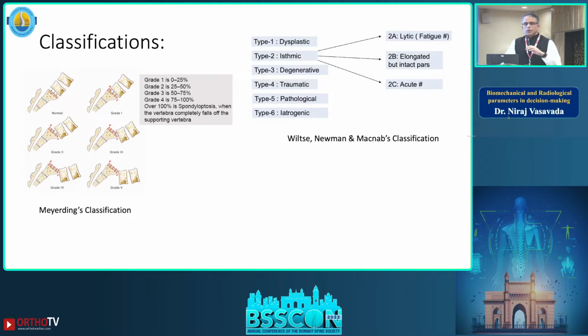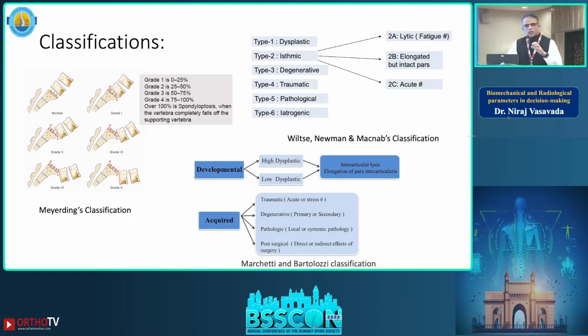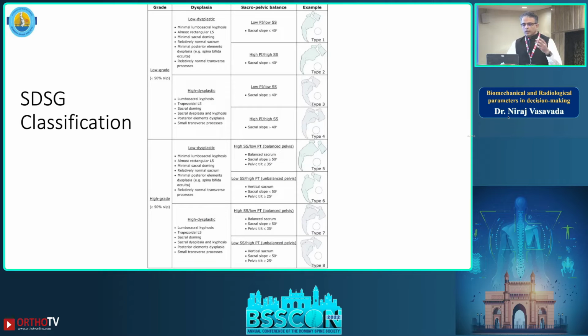Then came the Wilson, Newman and McNab classification. They focused mainly on the etiology of spondylolisthesis, right from dysplastic to iatrogenic, and everything was included on an etiological basis. Marchetti modified it and basically divided etiology into two broad groups. One is developmental spondylolisthesis, which includes the dysplastic one, and the second is acquired, which is traumatic and degenerative pathology, which you acquire during your age. So these are more etiological and grading classifications.